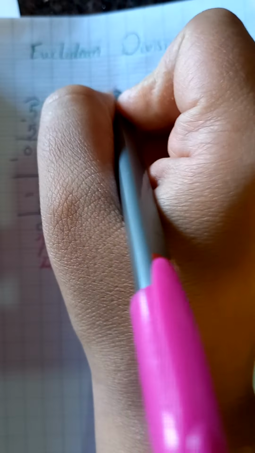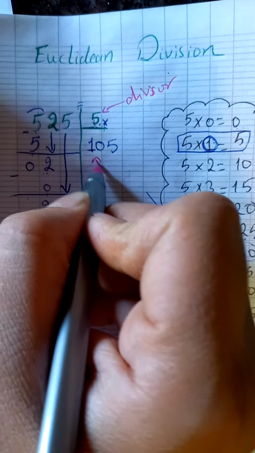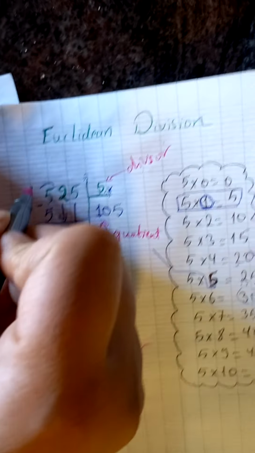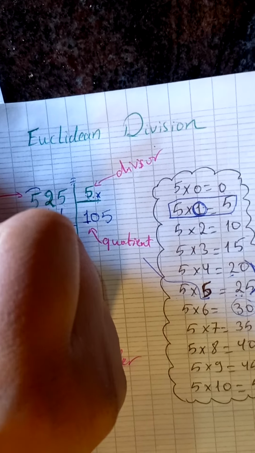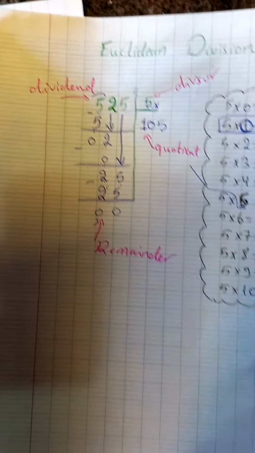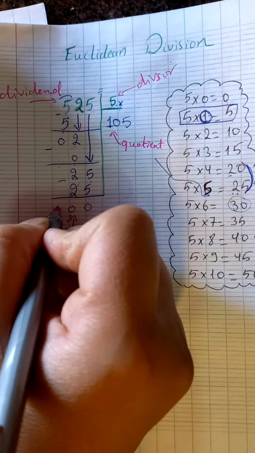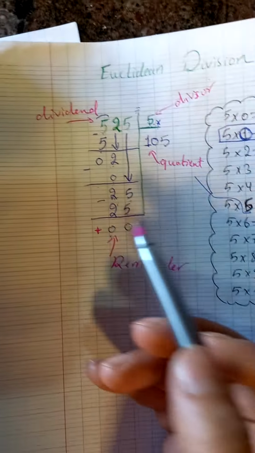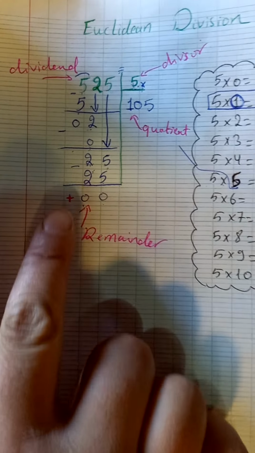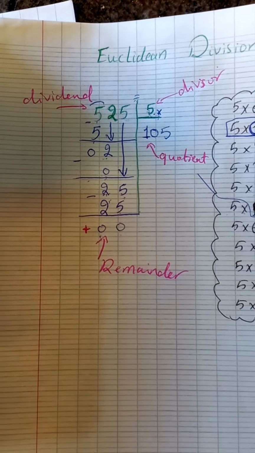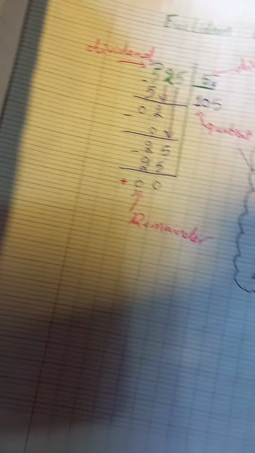So this is the divisor, this is the quotient, and finally this is the dividend. Now, if we have something, any number, let's say 3 or 2 as a remainder, we will add it in the Euclidean equation, where I will write it here.